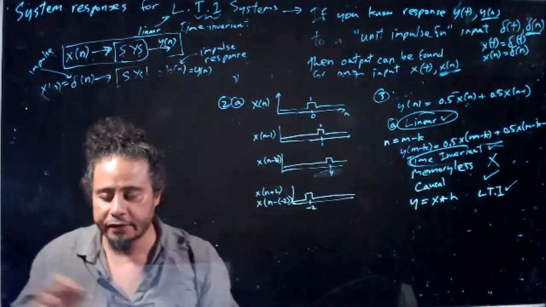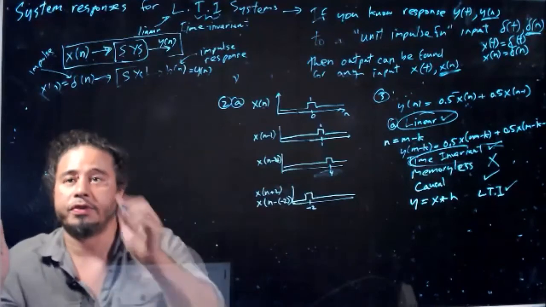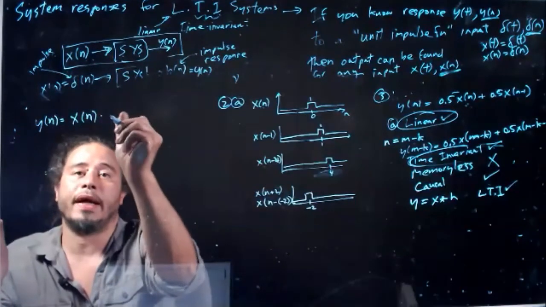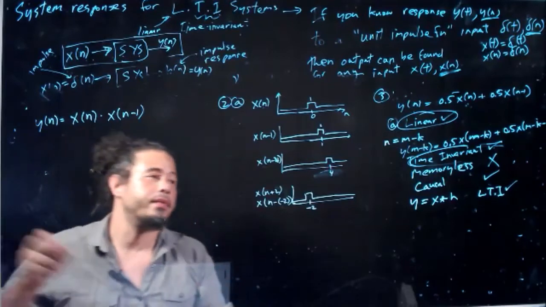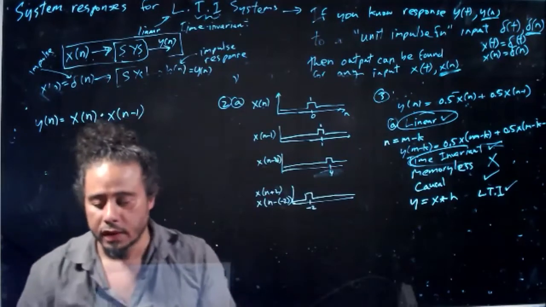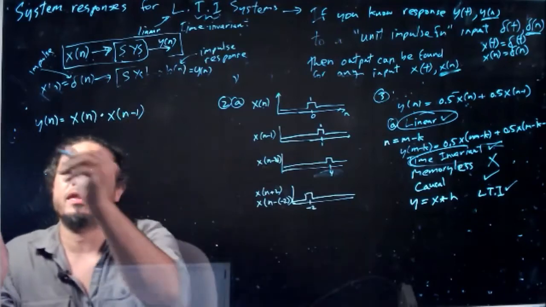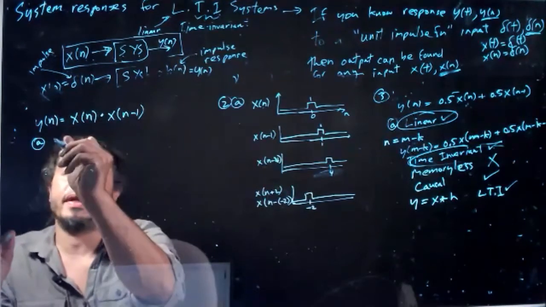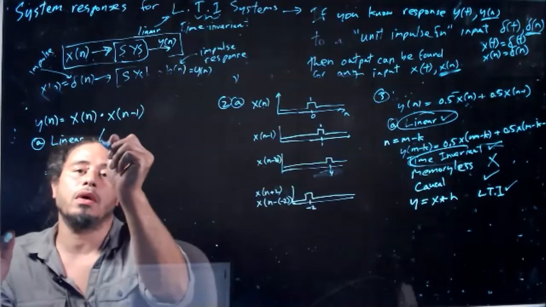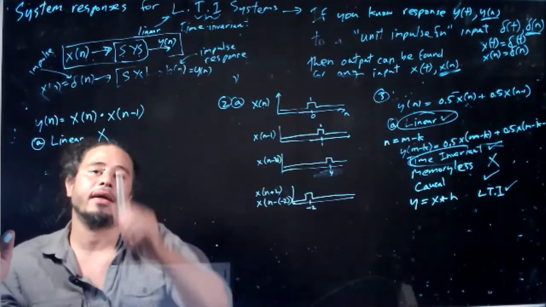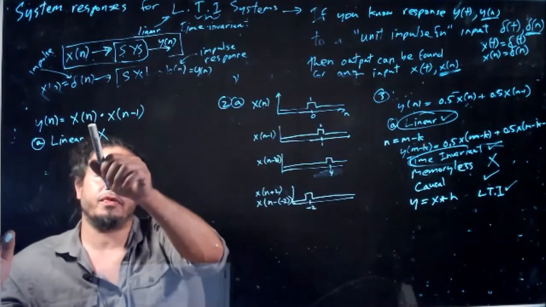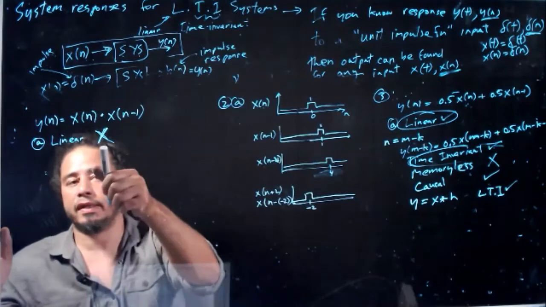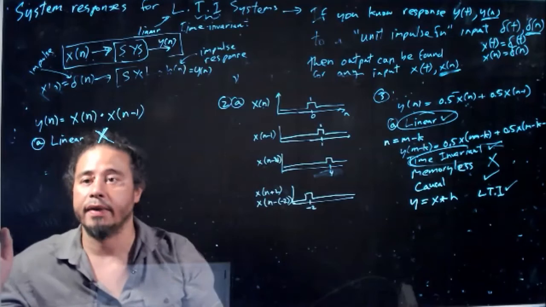So for problem five, it says, let's consider the discrete system y of n is equal to x of n multiplied by x of n minus 1. And we're asking the same questions. Is this system linear? And the answer, of course, here would be no, because you're multiplying values of x at different time lags together, and there's no way that could be linear. Okay, let's just write no.